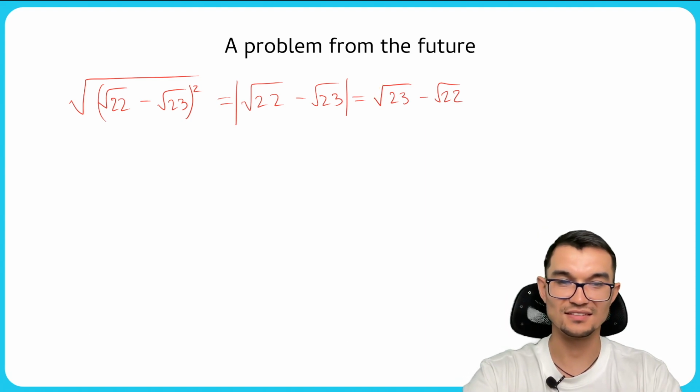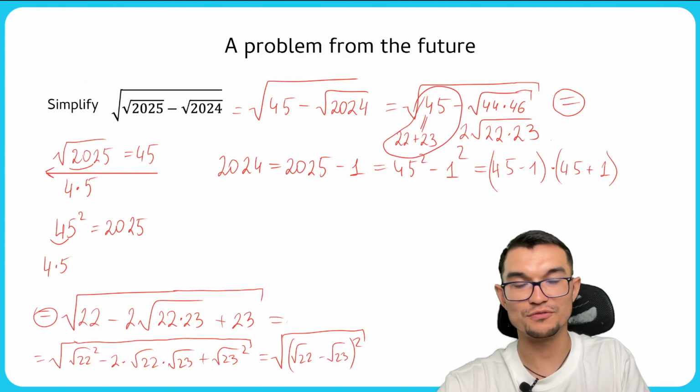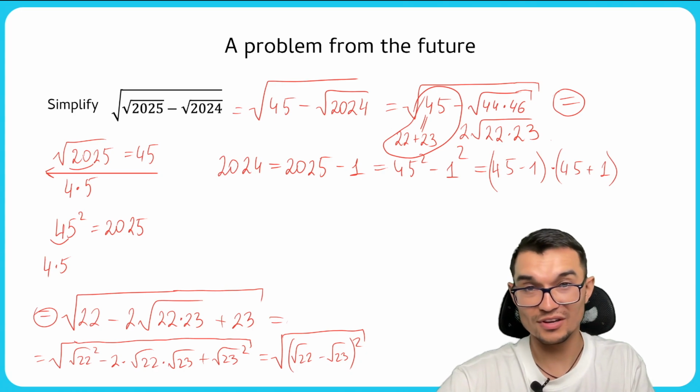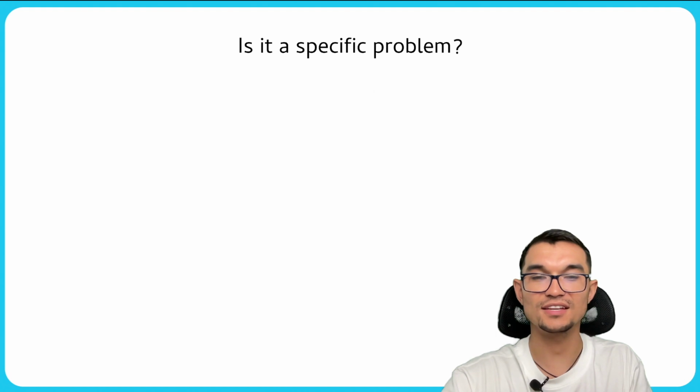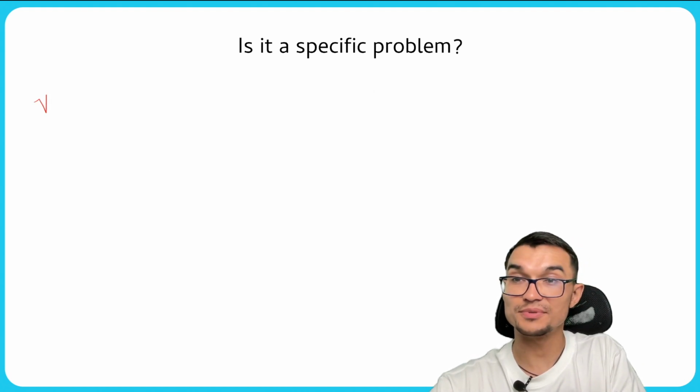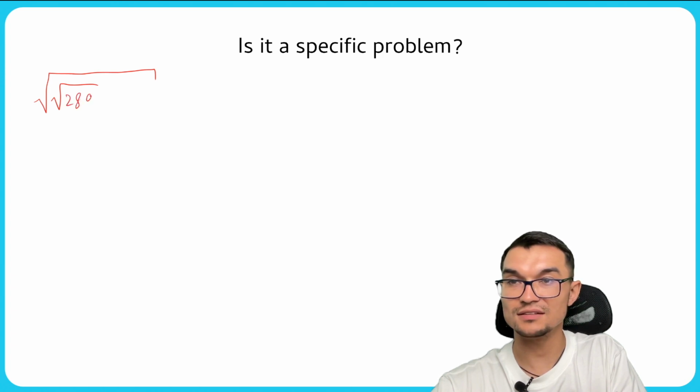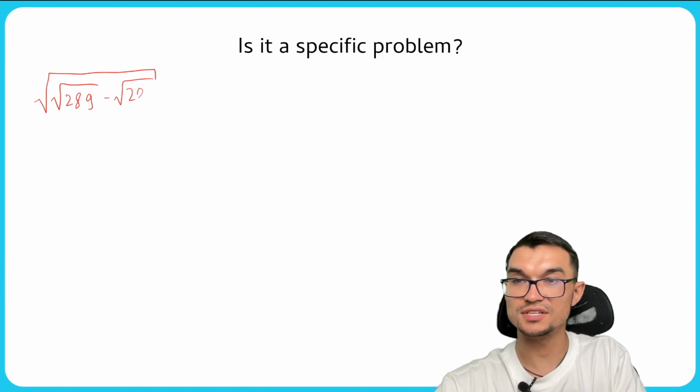But this is not the end. The 22 plus 23 equals 45 coincidence is not at all a coincidence, of course. Actually, this whole problem works for any square of an odd number. Let's, for example, simplify the square root of 289 minus the square root of 288, which is the square root of 17 squared minus the square root of 17 squared minus 1.